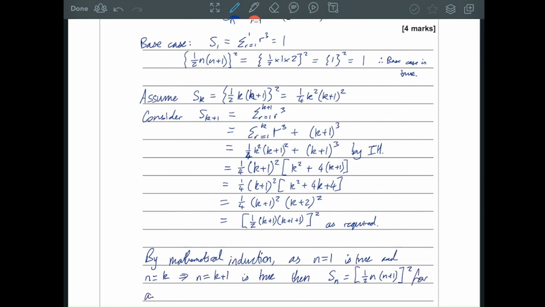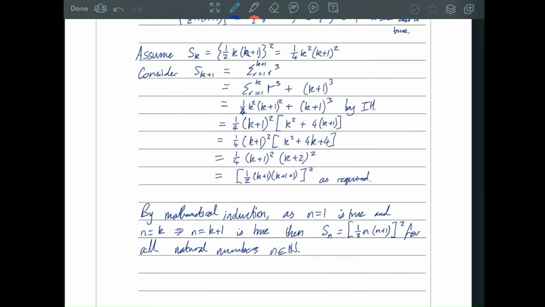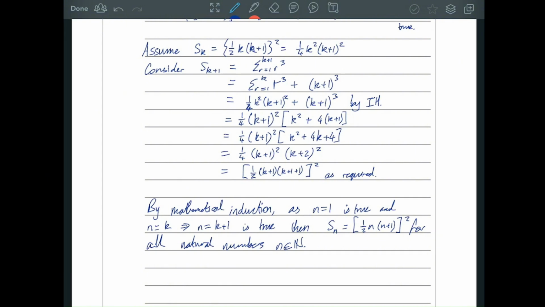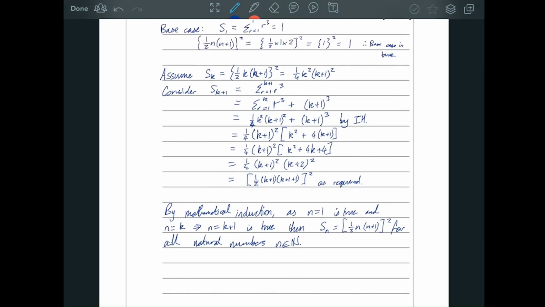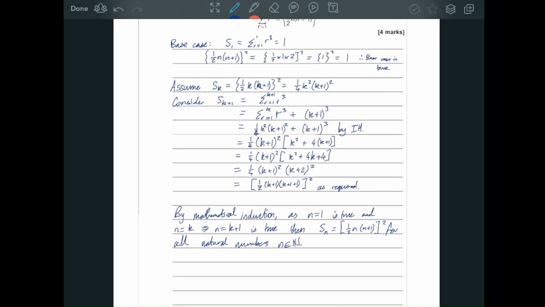For all natural numbers n. I've kind of double stated the same thing there by saying n is in N as well as saying natural numbers n. A bit excessive. But you do need that full conclusion with those key phrases in it every single time.